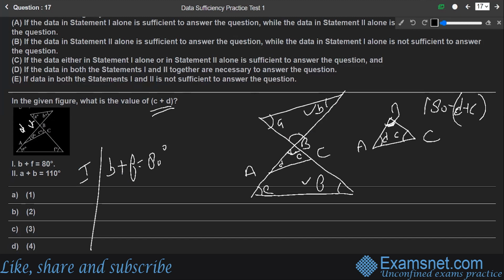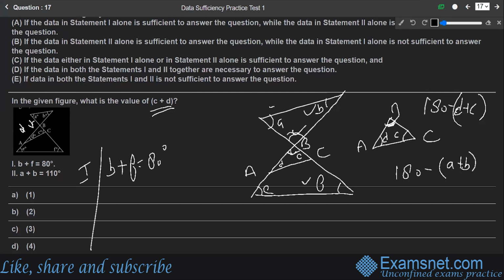Now what about this angle? This angle will be nothing but, there is a triangle in which two angles are mentioned, A and B. So this particular angle will be nothing but 180 minus (A plus B). This is mentioned. So this very angle has come as 180 minus (A plus B). Now let us check. Can we answer by this information? Can we answer the question?